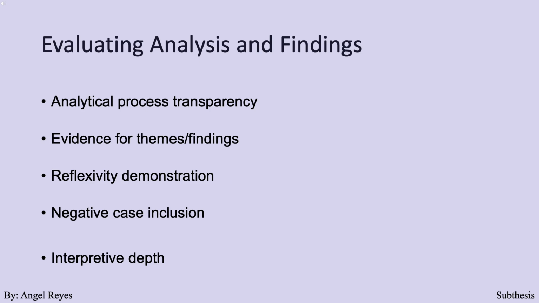Rigorous evaluation of qualitative analysis and findings focuses on several key elements. Analytical process transparency requires clear description of coding procedures, theme development, and analytical decisions. Strong studies provide substantial evidence for themes or findings through participant quotations and examples that demonstrate grounding in data. Reflexivity demonstration should address how researchers' backgrounds and perspectives influenced data collection and interpretation. Inclusion of negative cases, instances that contradict or complicate emerging patterns, indicates analytical thoroughness rather than selective reporting.